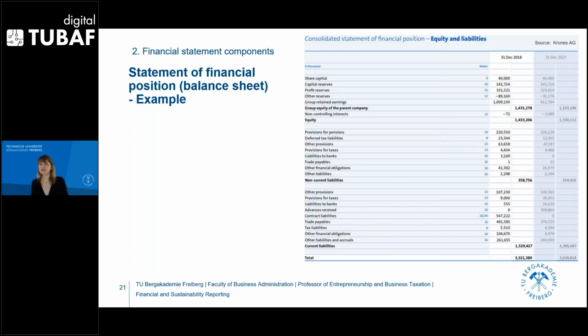And on the other hand, we have equity and liabilities. Here it's the same case. We have a structure which follows the terms in which the company holds the assets, the equity and liabilities. First we have equity, which is long term. And then we have short-term liabilities at the end of the balance sheet. So we start with the equity, then non-current liabilities and current liabilities.